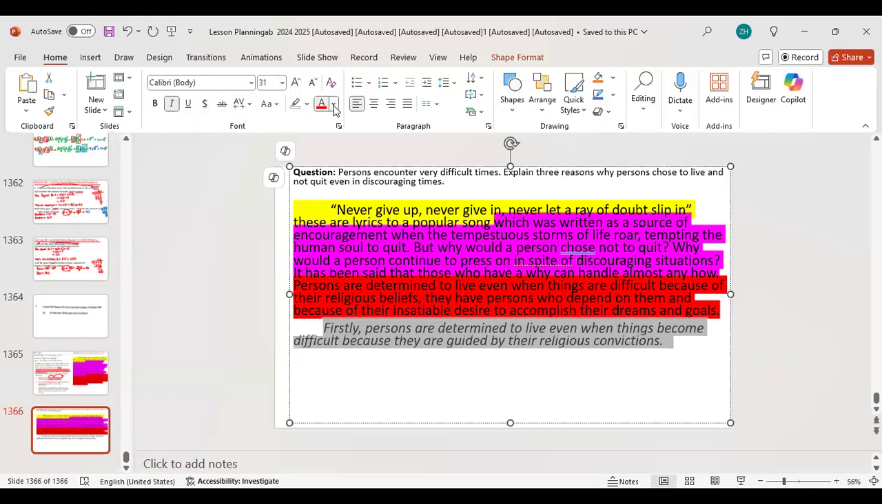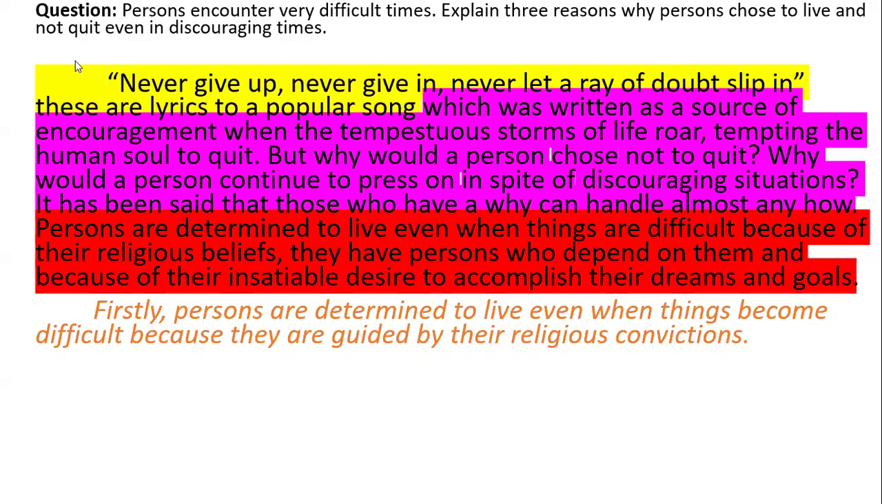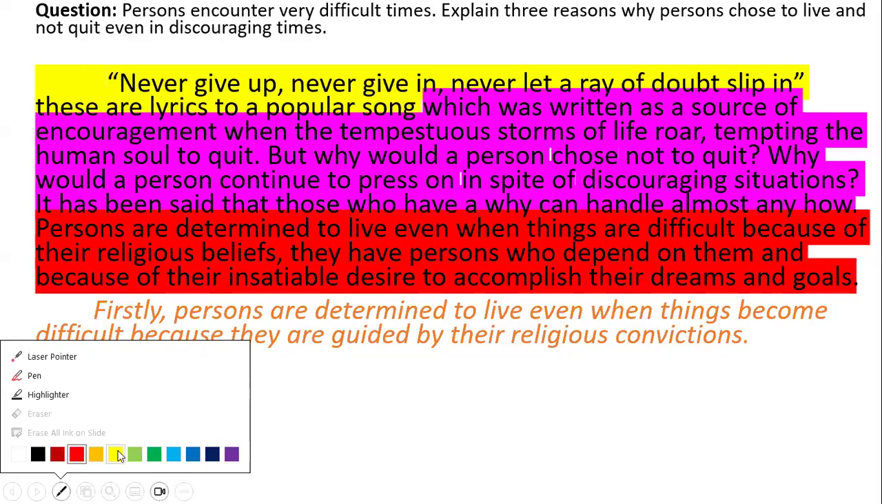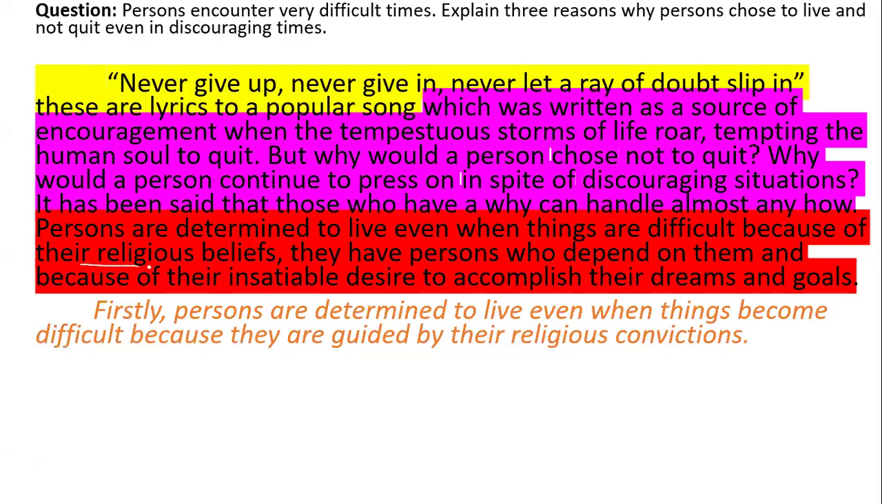And our topic sentence is exactly the first reason that we outlined in our thesis statement. Because we said right there, persons are determined to live in spite of their situation because of their religious belief. And so that's gonna be the first thing we start off with. Firstly, persons are determined to live even when things become difficult because they are guided by their religious convictions. So instead of saying religious beliefs, I say religious convictions, because I don't want to say the same thing over, like the exact wording.